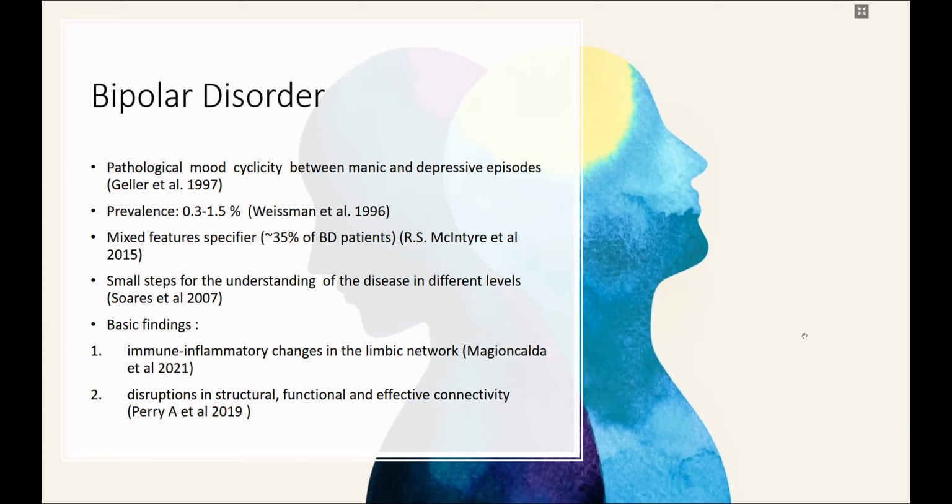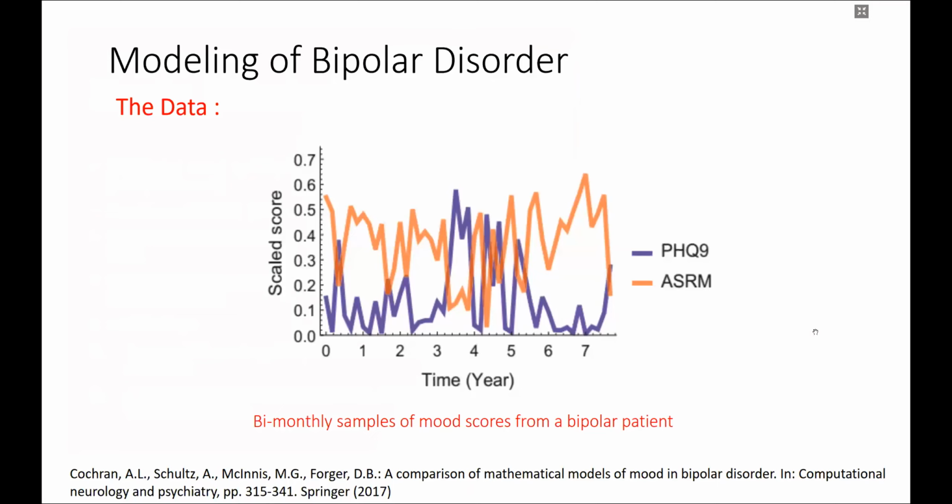Only small steps have been made in the understanding of this disease, and the basic findings include immune inflammatory changes in the lipid network, as well as disruptions in connectivity between networks that control emotion and cognition.